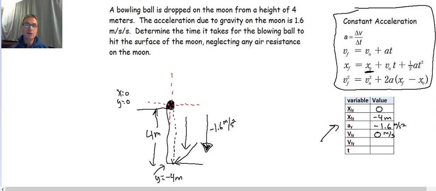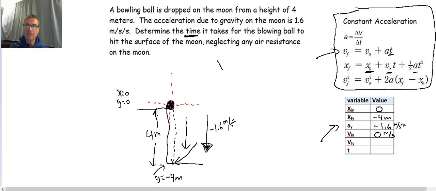All right, so I would like to know the time. That's what it's asking us to find: the time it takes for the bowling ball to hit the surface of the moon. Okay, so what equations can I use? Well, the second equation has V final in it, and I don't know V final, and I'm looking for time, so that's not going to help me a whole lot. The third equation has x position final. I know that. I know my initial position. I know my initial velocity, 0, and I know my acceleration. Okay, so I could use the third equation, and as it turns out, that's really the only equation I could use in this case.